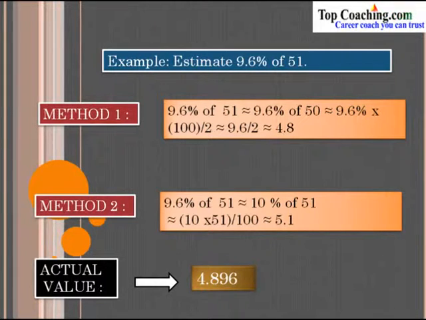So this value, which is the exact value, is very much close to 4.8, the value which we found using method number 1. So in this case, the first method is better, as it gives us a value which is very much close to the actual value. So instead of using method 2, we should use method 1 in such cases. Actually, approximating 9.6% to 10% is by large a very huge approximation which we should avoid. So this was about estimating percentages.